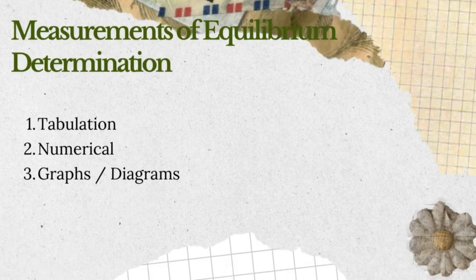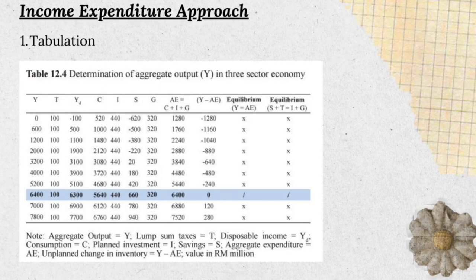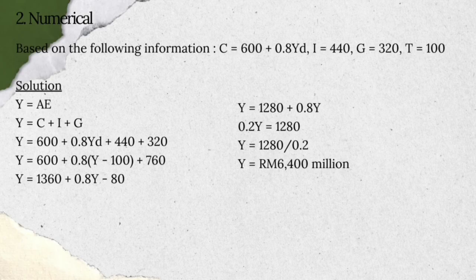Equilibrium determination can be measured by using tabulation, numerical, graphs, or diagrams. Table 12.4 shows that aggregate output Y equals aggregate expenditure AE when Y and AE are at RM 6,400 million. The following is the numerical method to get equilibrium determination. The only thing that you need to remember is let YD equal Y minus tax.